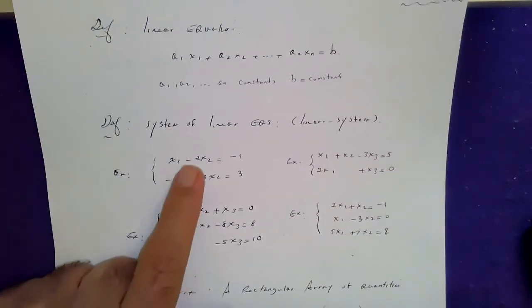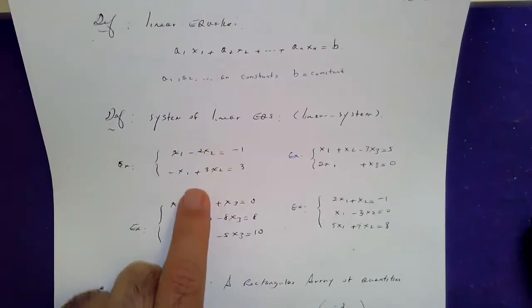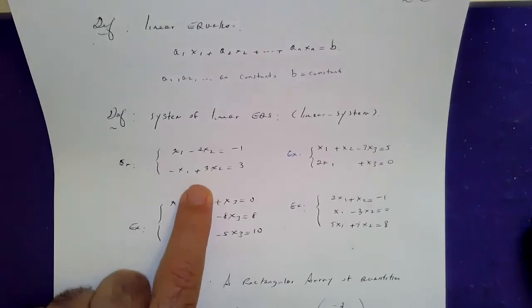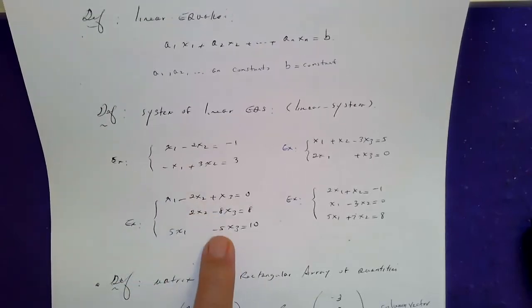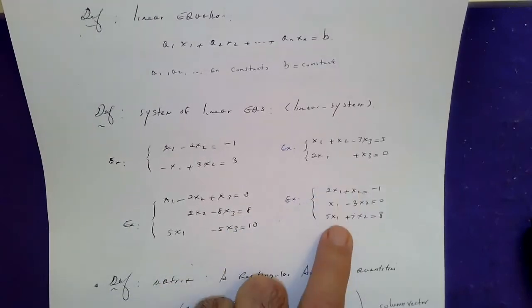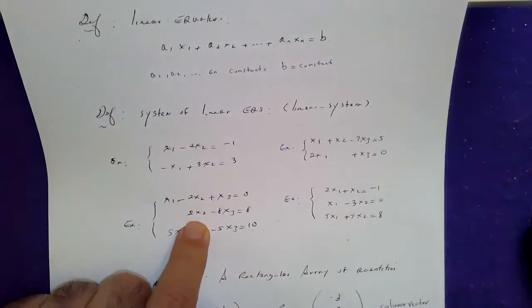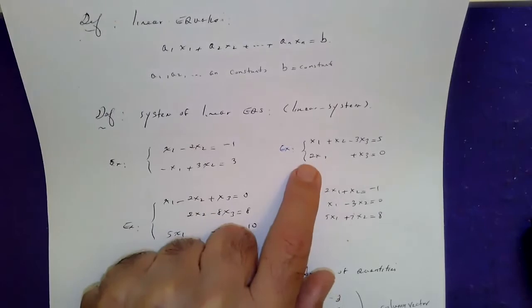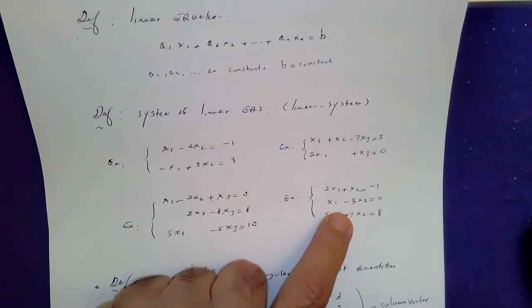Systems of linear equations come in a variety of forms. A system of linear equations means you have multiple linear equations considered at the same time. So a system can be 2 equations with 2 unknowns, 3 equations with 3 unknowns, 2 equations but 3 unknowns, or 3 equations but only 2 unknowns. In other words, in the first cases the number of equations matches the number of variables, whereas here you have fewer equations than variables, and here you have more equations than variables.